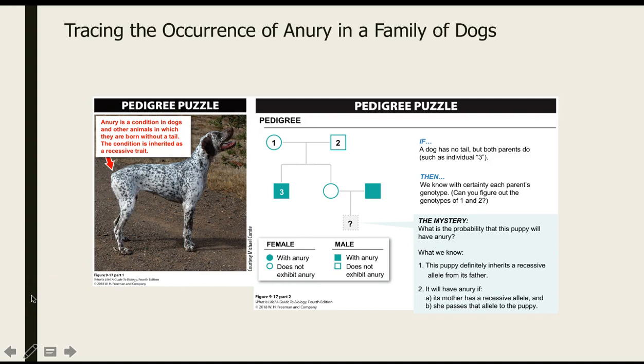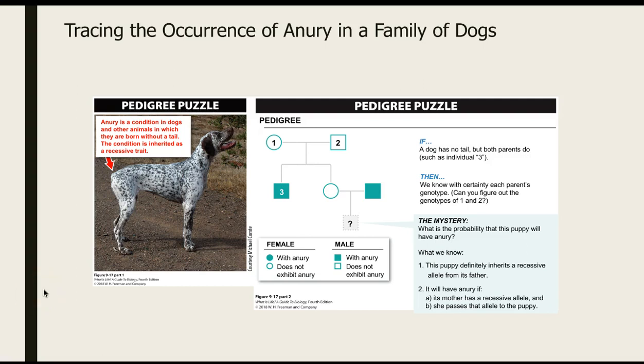But you can also use pedigrees to deal with puzzles. Like, let's say you do have a breeding program and you're trying to figure out whether or not the dog or the animal that you like has a trait that you like. The trait that we're looking at here is called anury, which literally means no tail. It is a condition found in some dogs and some other animals where they're basically born without a tail. We know from other pedigrees that anury is in fact a recessive trait.